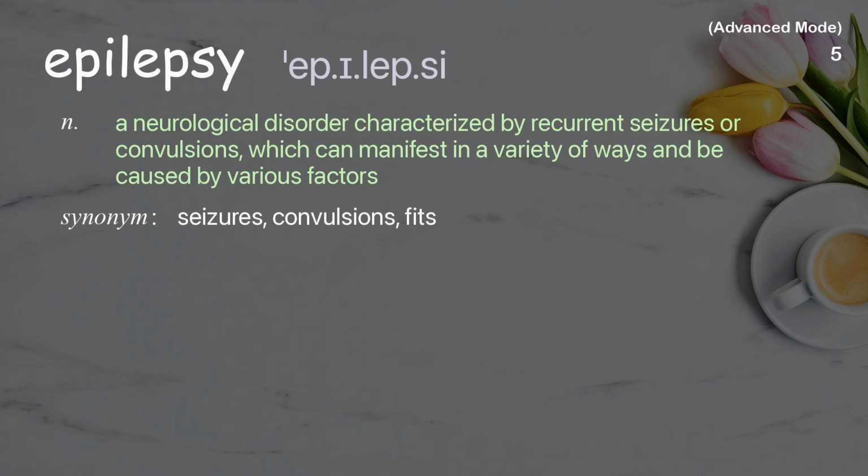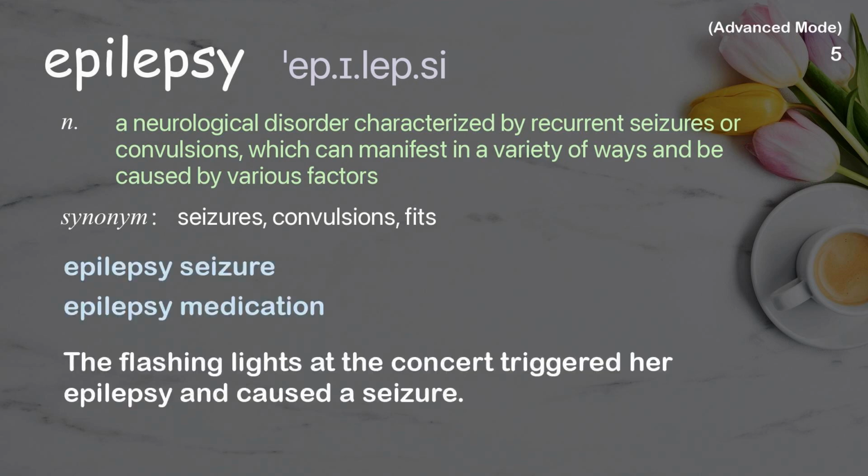Epilepsy. A neurological disorder characterized by recurrent seizures or convulsions, which can manifest in a variety of ways and be caused by various factors. Examples: Epilepsy seizure. Epilepsy medication. The flashing lights at the concert triggered her epilepsy and caused a seizure.